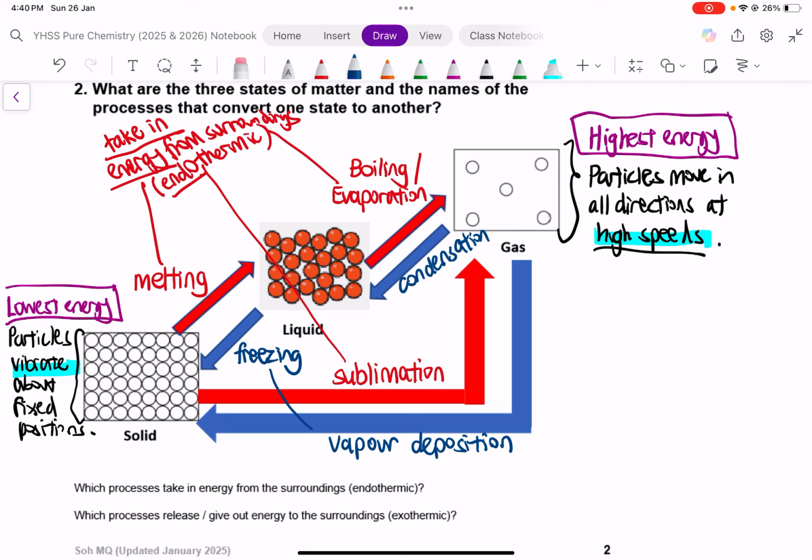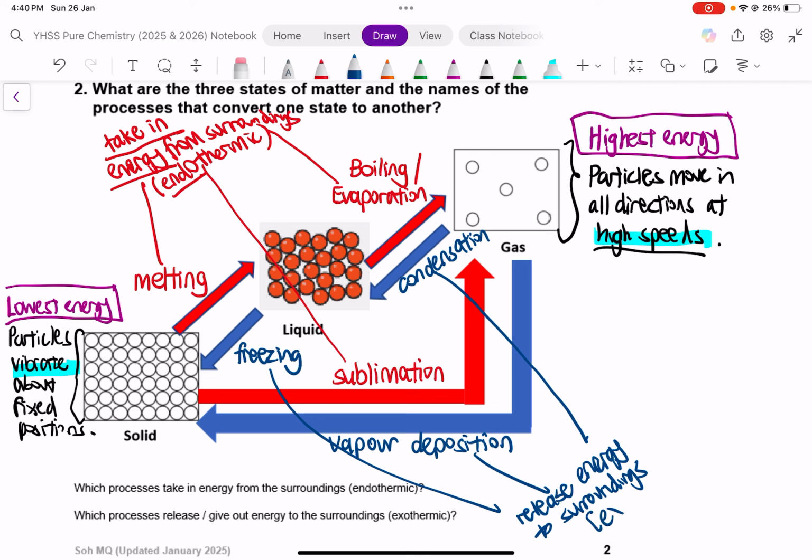Conversely, freezing, vapor deposition, condensation, they involve the energy level of the substance decreasing. Therefore, energy is given out or released to the surroundings. Such processes are called exothermic processes because they involve energy going out, being released outwards to the surroundings.